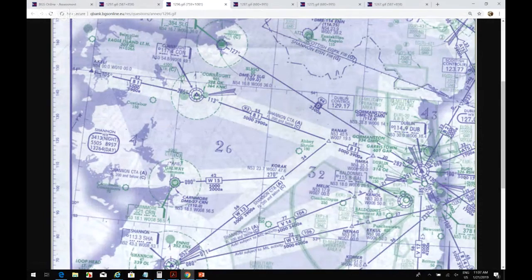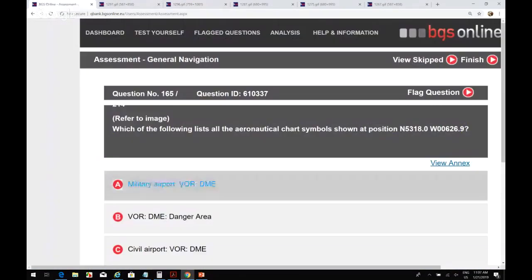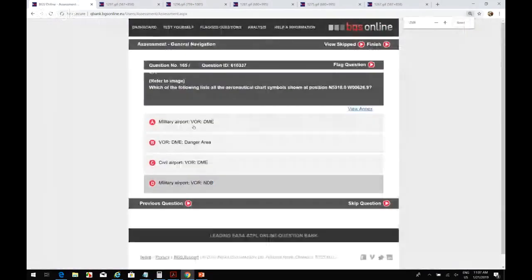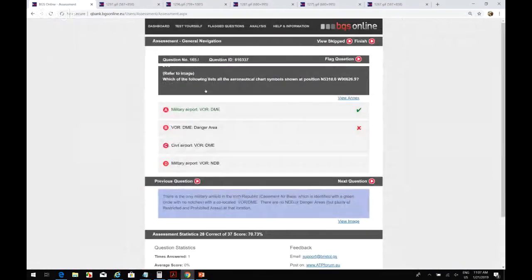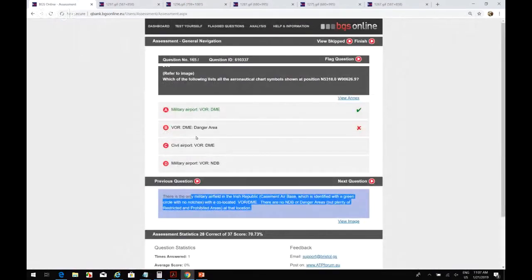Oh, maybe a danger zone. A green area, EIR. No, military airport, VOR, DME. The only military airfield in the Irish Republic is Casement Air Base, which is identified with a green circle with no notches, with a co-located VOR DME. There are no NDB or danger areas, but plenty of restricted and prohibited areas at that location. That's what I meant. So, okay.